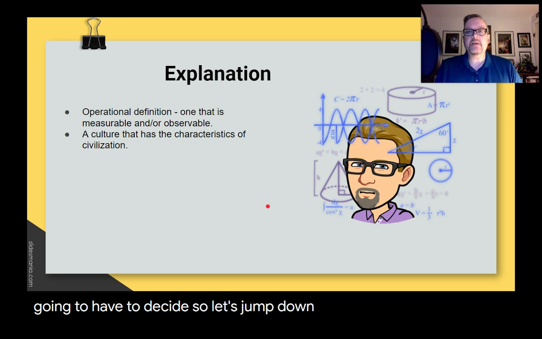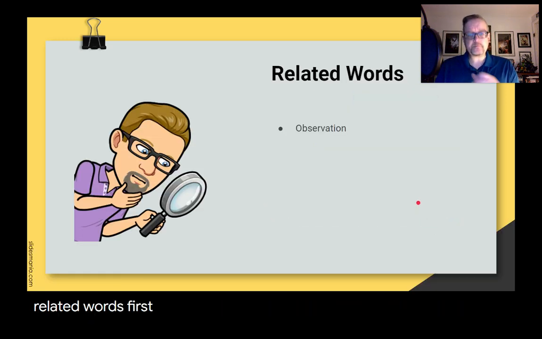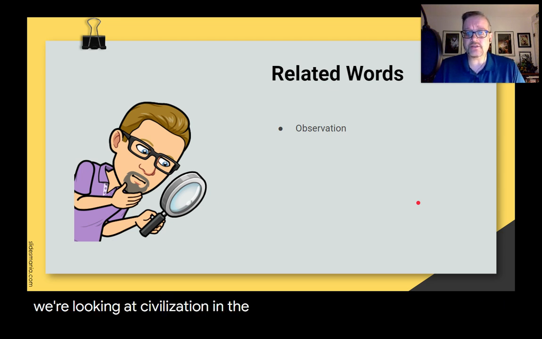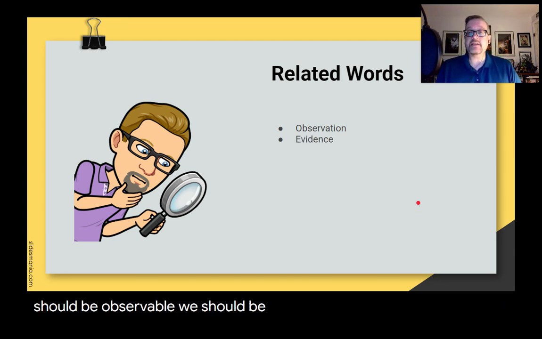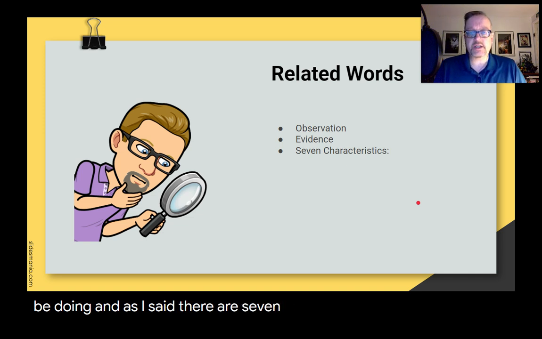So let's jump down to related words. First, we are going to be making observations. When we're looking at civilization and the characteristics that make it up, it should be observable. We should be able to gather evidence of those characteristics. This is what historians do. This is what you're going to be doing. As I said, there are 7 characteristics in no discernible order. It's not order of importance. It's just how it is.